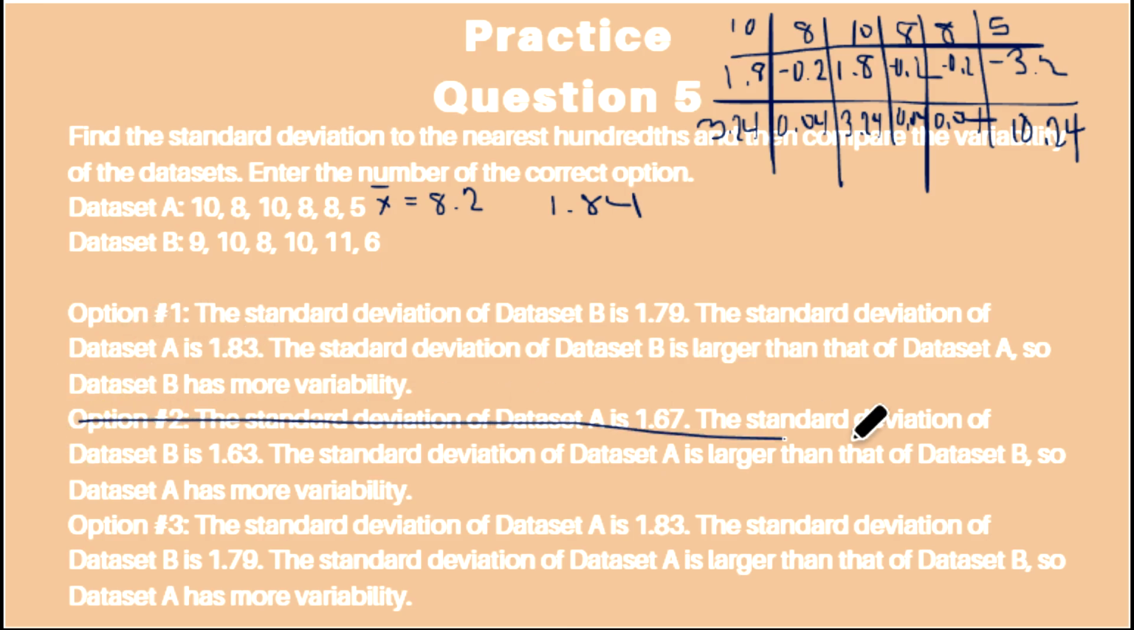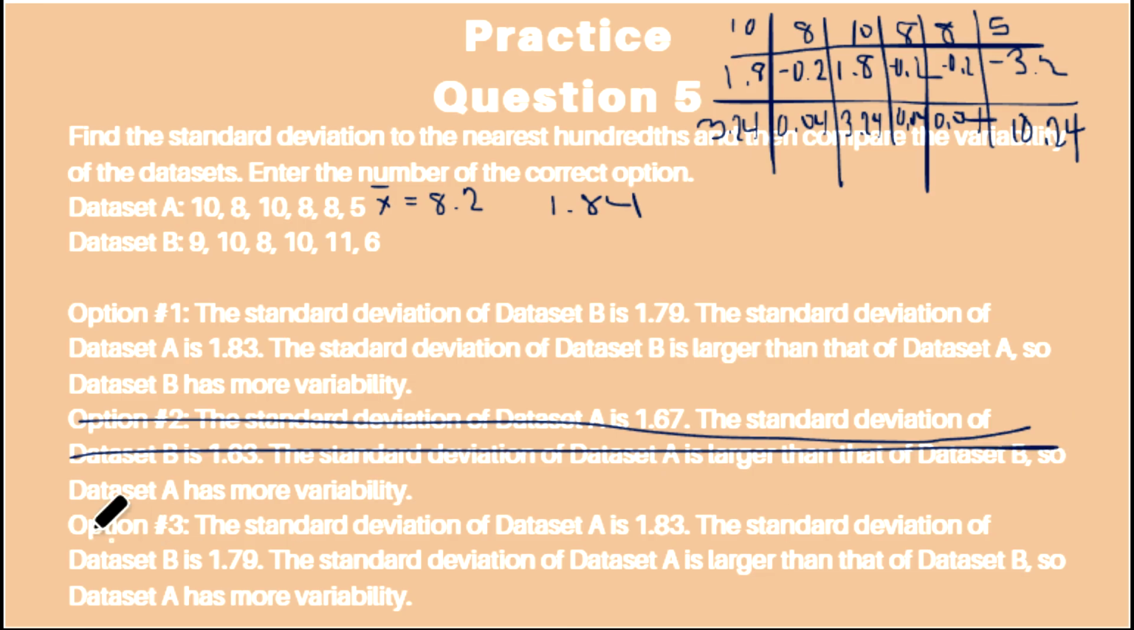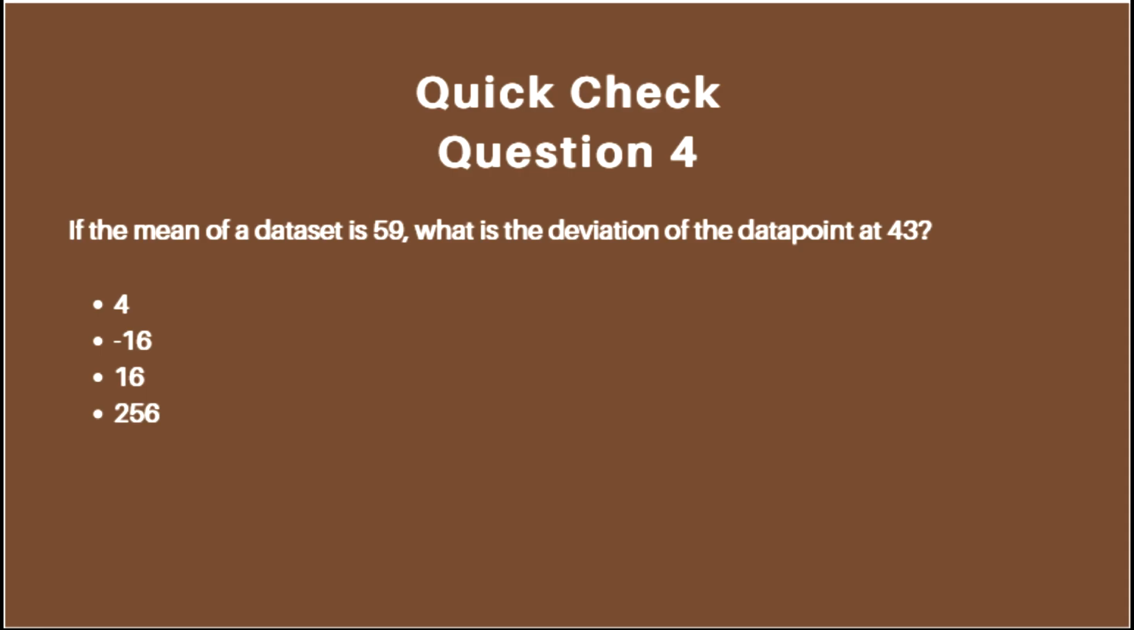Can't be number 2. Go away. Could be that one. So let's see. I did the same for data set B. Data set B is 1.79, so I'm not going to bother solving it. And what this means is data set A is larger. That's correct. The standard deviation of data set B is larger. That doesn't make sense because data set B is a smaller number, so it has to be this one. Work smarter, not harder.